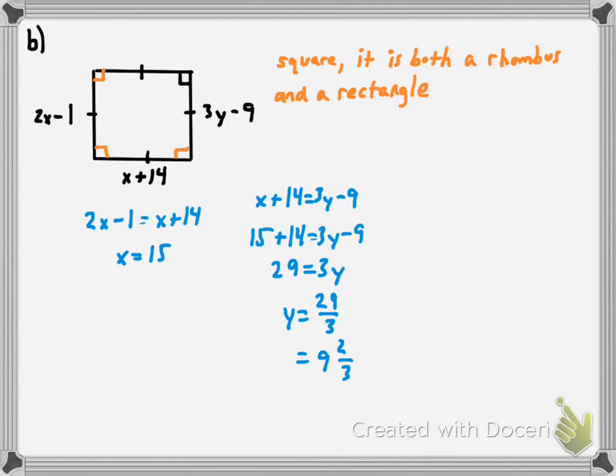There you go. That's how you use the properties for sides and angles of rhombuses, rectangles, and squares. We'll talk next about the properties for their diagonals.